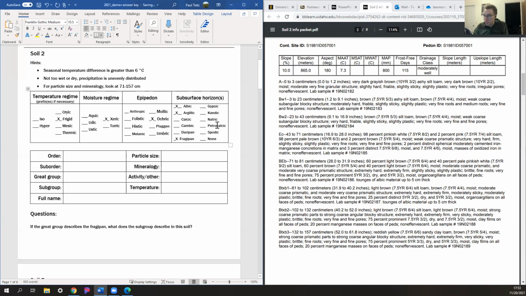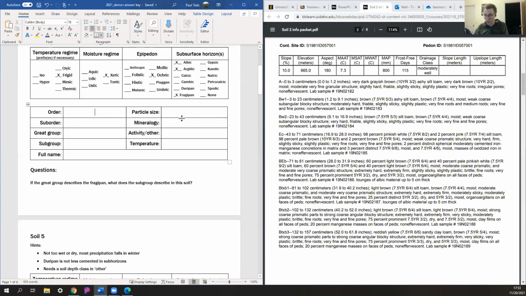Gypsic, candic, natric, petrocalcic, spodic. None of those are honestly going to fit because of our subordinate distinctions. We just lack those. Hopefully you get to see some of those in future pages of the packet.